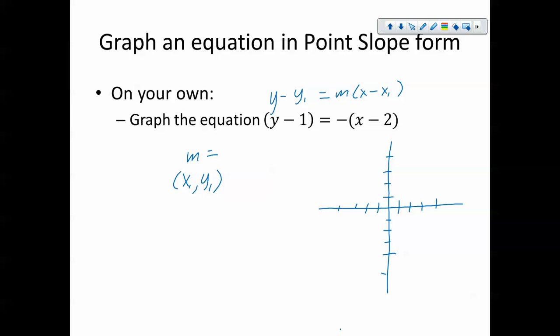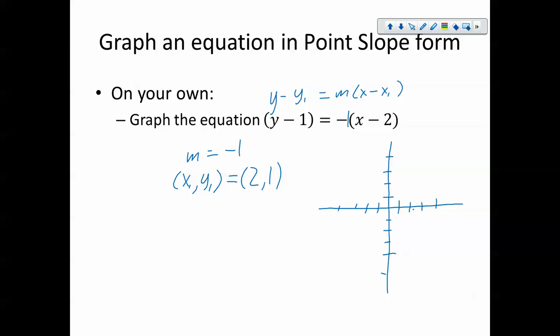So what's my slope? Well, when I look down at where my slope should be, this is just a negative sign. So what is that? Kind of like there's a -1 sitting there. So that's my slope, -1. What about my x1 and my y1? This is x minus, which means the x1 value is a 2. This is y minus and y minus, which means my y1 value is 1.